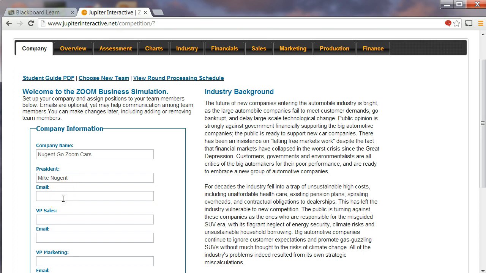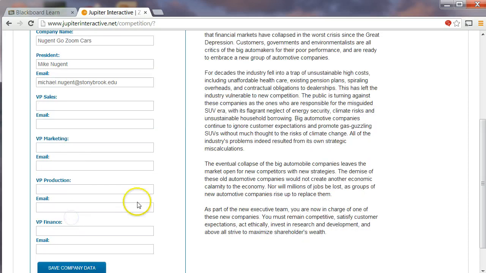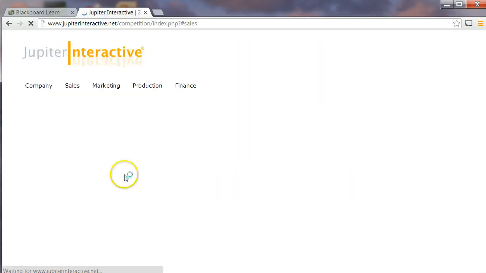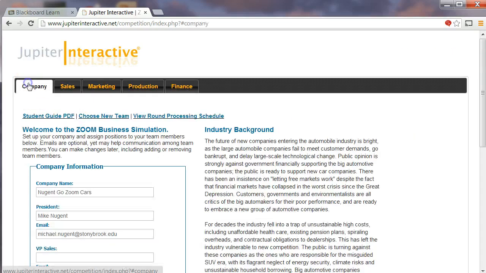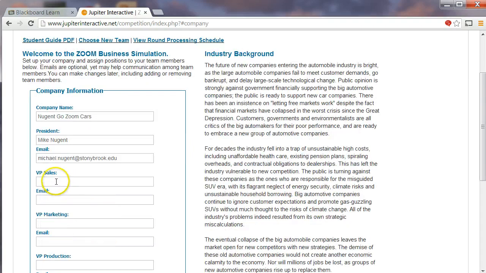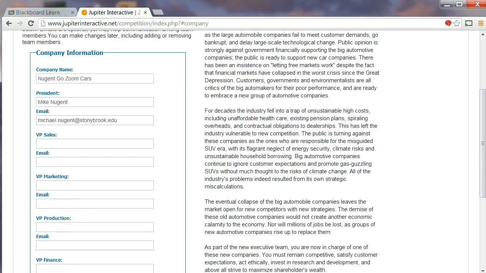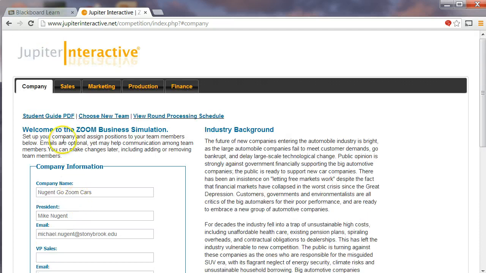For each person on your team, put my email address in there, and then I'm just going to say save the company data. You can always go back and change your name, but if there are 2 people in a team, you would just fill in a separate role. It doesn't really matter what role they're on.